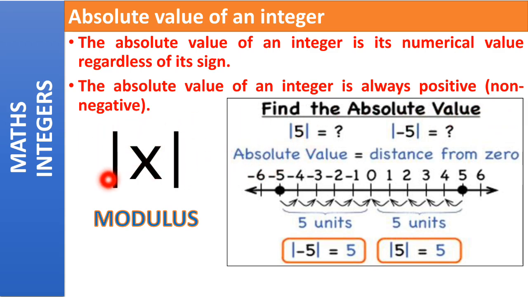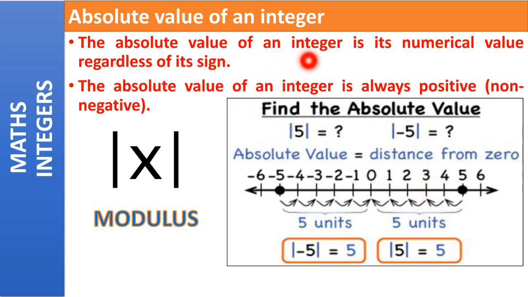How do we show it? We use this modulus here. You are looking at these two vertical lines here. These lines are called modulus, or in short you call them mod. What do you call them? You call them mod in short. When we place a number between these two vertical lines, then we find out the absolute value of that number. Like the absolute value of 5, that is mod 5 is equal to 5, and also the absolute value of minus 5, or the mod value of minus 5 is also 5.